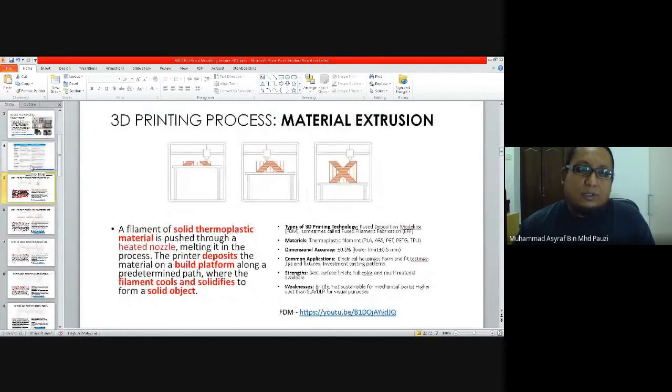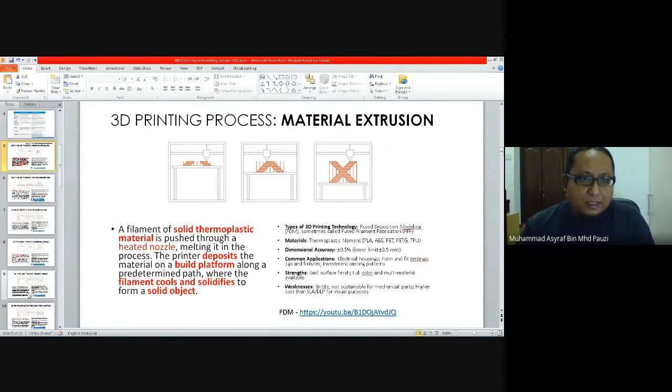the handbook. Okay, the 3D printer handbook. There are about 11 technologies that have been categorized into, I think, 1, 2, 3, 4, 5, 6, six categories. Okay, so the first one is material extrusion. Material extrusion means that they extrude the material, in this case using a solid thermoplastic material.